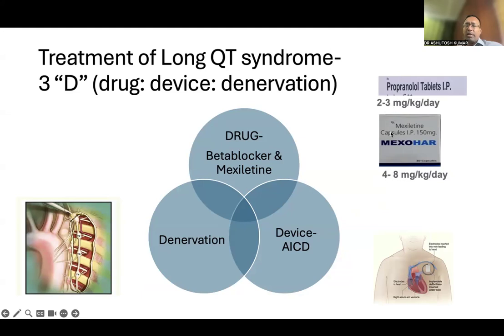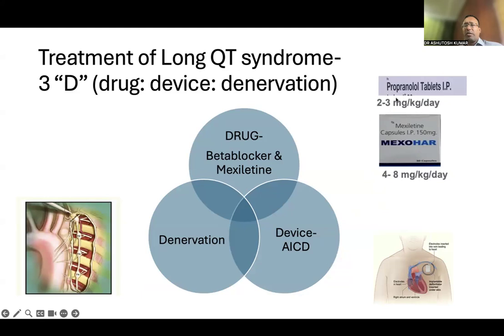Never rely on metoprolol, because metoprolol is selective. Even bisoprolol is also selective, and we have limited data regarding the use of these drugs in long QT. Most of the studies of long QT have been done with nadolol, which is a non-selective beta blocker, followed by propranolol.